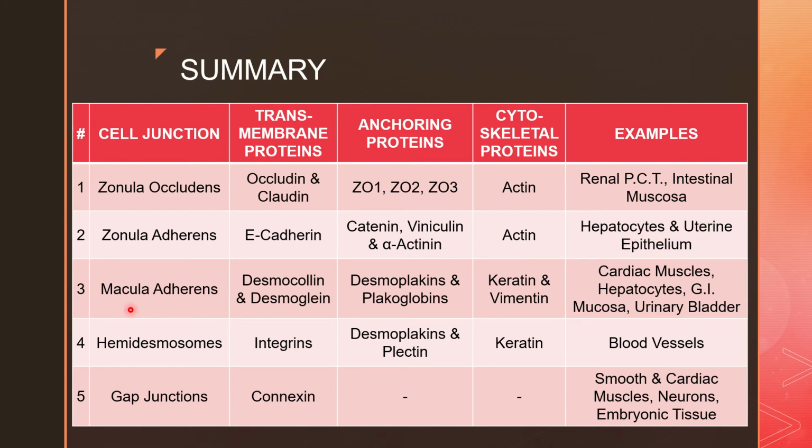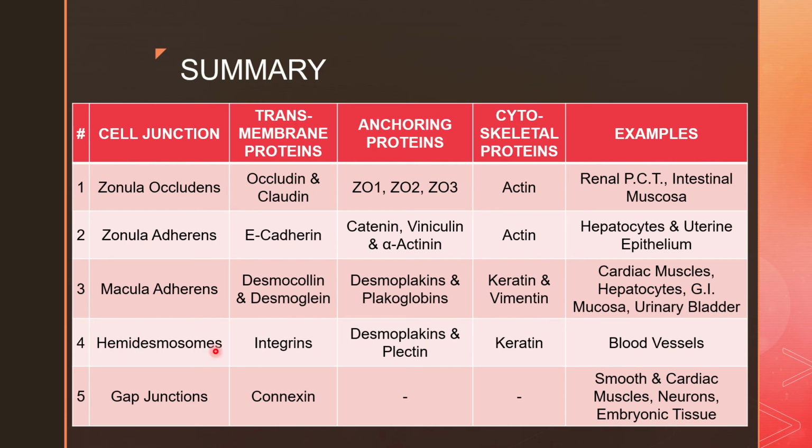Macula adherens, or the spot junctions, or the desmosomes. The transmembrane proteins are desmocollins and desmogleins of the cadherin family. The anchoring proteins are desmoplakins and plakoglobins. And the cytoskeletal proteins are keratin in the case of epithelial cells, which attaches to the bundles called tonofibrils, and vimentin in the case of muscle cells. They are found in the cardiac muscles, the liver, the GI mucosa and the urinary bladder.